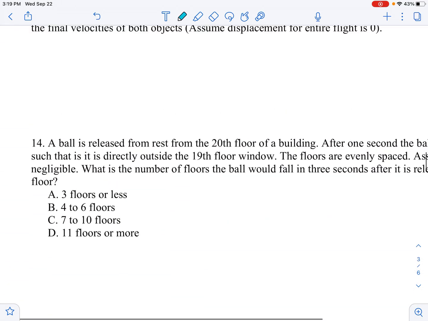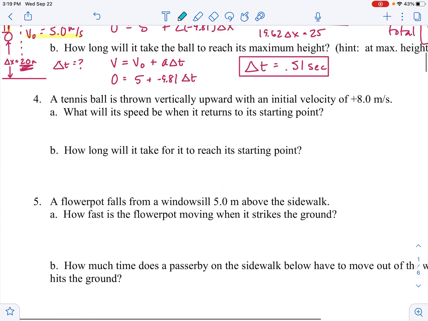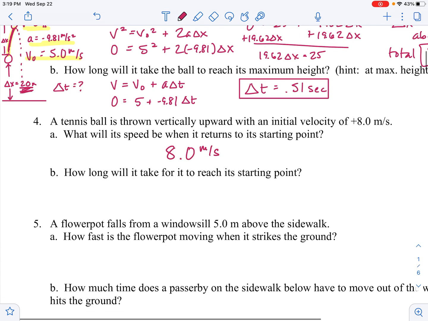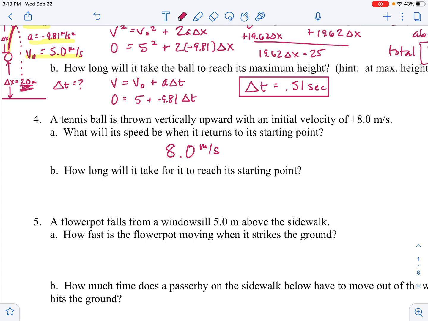So let's go back to this question now with what we now know. What will its speed be when it returns to its starting point? Well, it's going to be the same as what its launch speed was, so it's simply going to be 8 meters per second. How long will it take for it to reach its starting point? The initial speed of the ball was 8 meters per second. If it goes up and comes down to its initial spot, its final velocity would be negative 8 meters per second. Its acceleration is negative 9.81 meters per second squared, and we'd be looking for delta t.